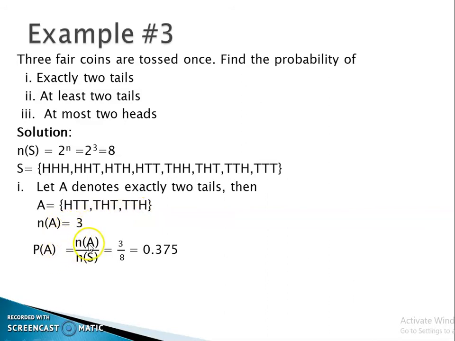Probability of A equal to number of favorable outcomes to the event A divided by number of total possible outcomes in the sample space, which is equal to 3 by 8 and is equal to 0.375.